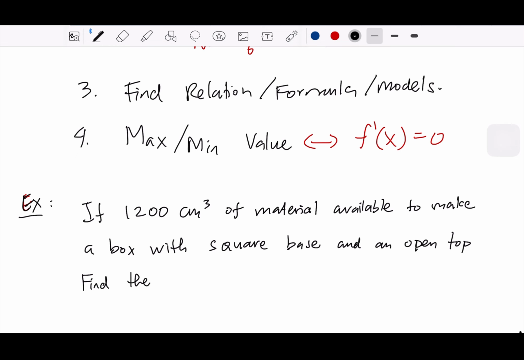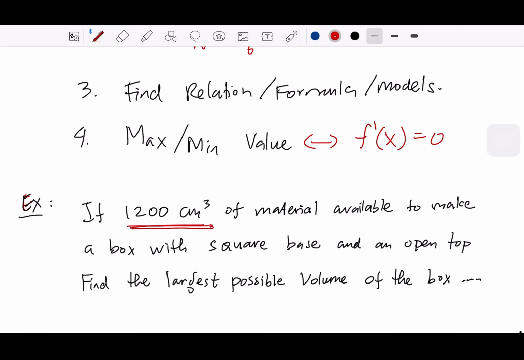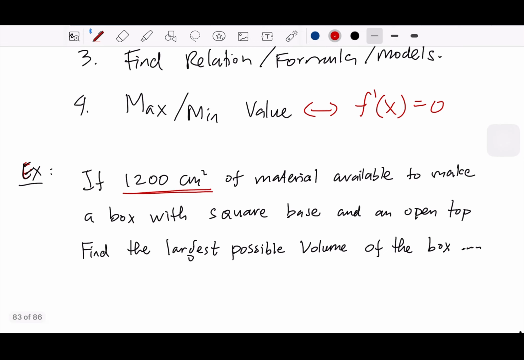Find the largest possible volume of the box. Okay, so let me underline all the important points. Oh, not volume, sorry, it's supposed to be the area, because we want to make the volume. Square, sorry. To make a box, it has a square base and an open top, and we are asking for the largest possible volume.